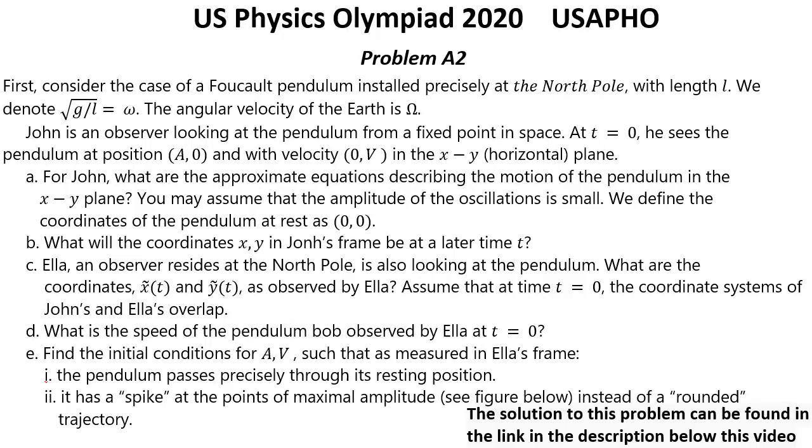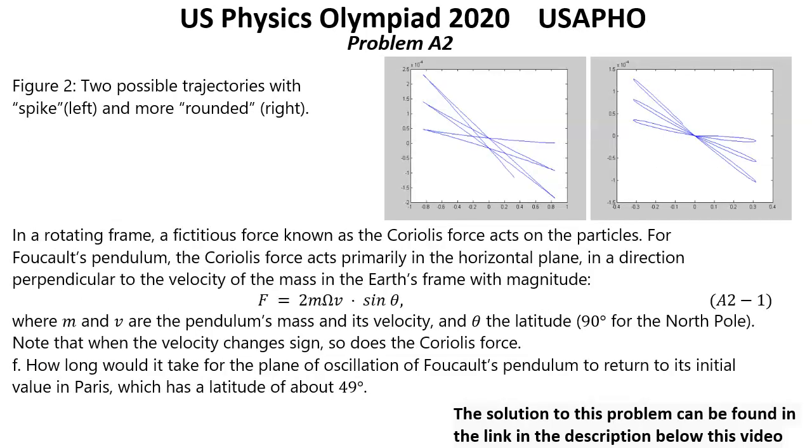Question E. Find the initial coordinates A, v such that, as measured in Ella's frame, Case 1. The pendulum passes precisely through its resting position. Case 2. It has a spike at the points of maximal amplitude, see figure below, instead of a rounded trajectory. Figure 2. Two possible trajectories with a spike, left, and more rounded, right.